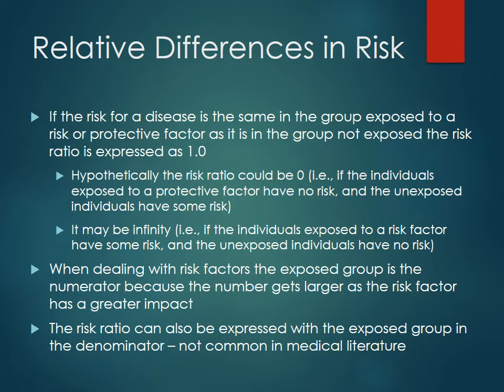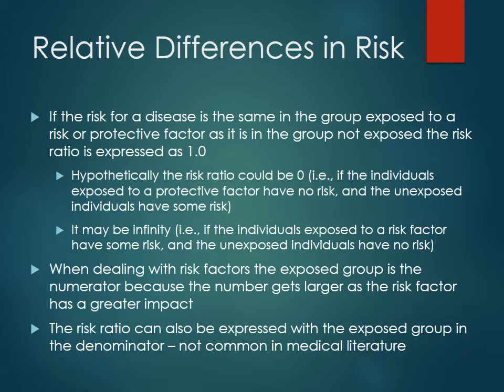So if the risk for disease is the same in the group exposed to a risk or protective factor, we mentioned this, that the risks are the same and you're trying to get the relative risk, it's going to be 1, because 10 divided by 10 is always going to be 1. And so hypothetically, you could have a risk ratio that would be 0, meaning that the individuals who are exposed to, say, a protective factor had no risk for the disease whatsoever. So again, if you had 0 divided by 10, it'd just end up being 0 at that point. It's very unlikely you'd have that happen unless you were working with a very small sample size where the incidence is so rare that you did not pick up on that.